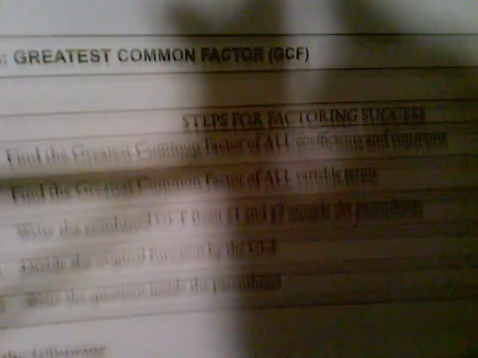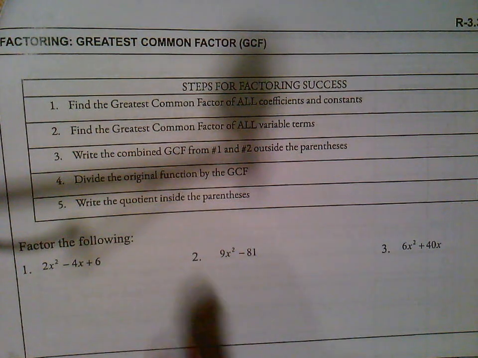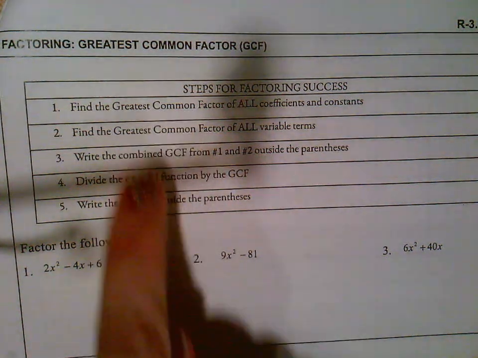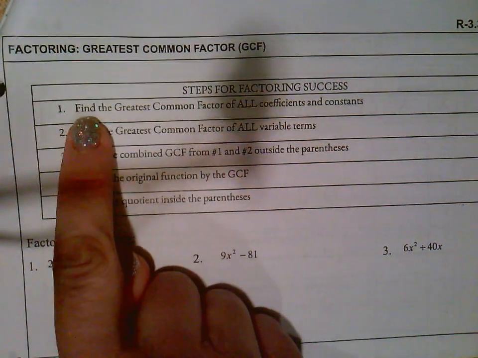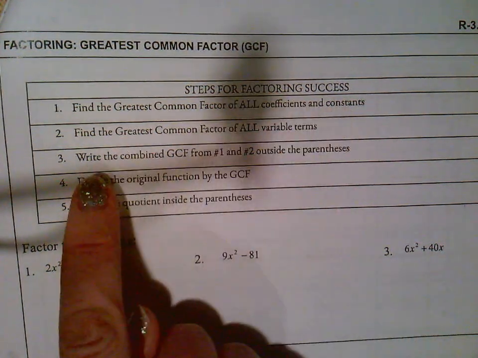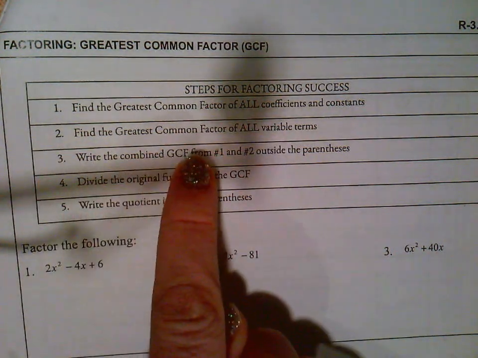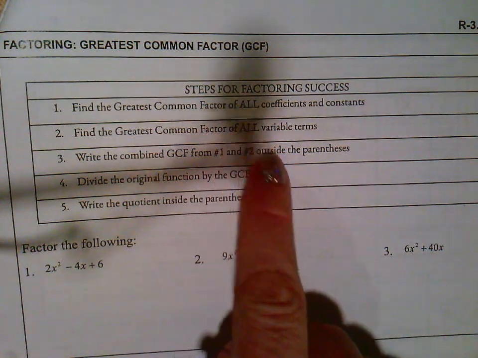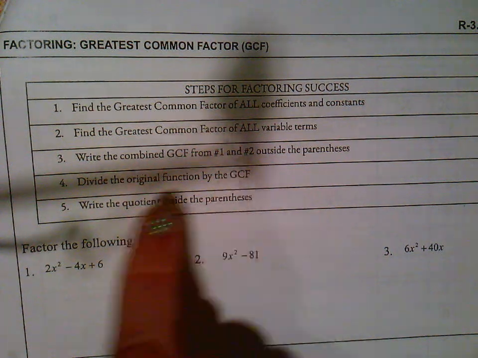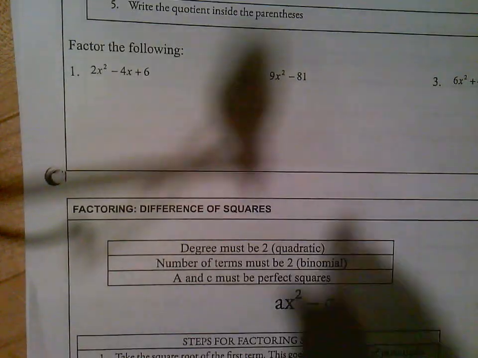All right, so this method that we're looking at today is called the greatest common factor method. So here are the steps that you can refer back to, but we are going to find the greatest common factor of all of our coefficients and constants. We're going to find the greatest common factor of the variables. We're going to write our combined greatest common factor from 1 and 2 outside of a parentheses. We're going to divide by the greatest common factor and write the quotient inside parentheses. This will make more sense when we do a practice problem together.